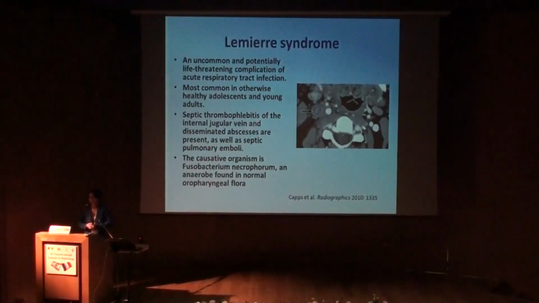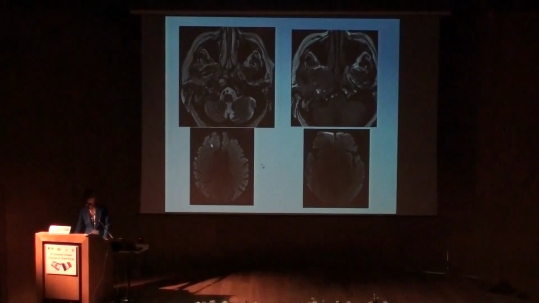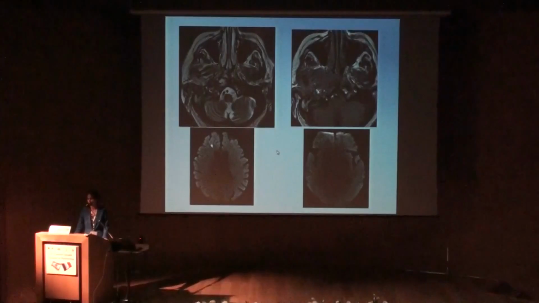Lemierre syndrome is an uncommon and potentially life-threatening complication of acute upper respiratory tract infection. It happens most commonly in healthy adolescents and young adults, and this is a septic thrombophlebitis of the internal jugular vein, in which septic emboli are spread in the body and can also cause pulmonary emboli. And the positive organism is usually Fusobacterium, which is an anaerobe. And you can also have arterial complications.